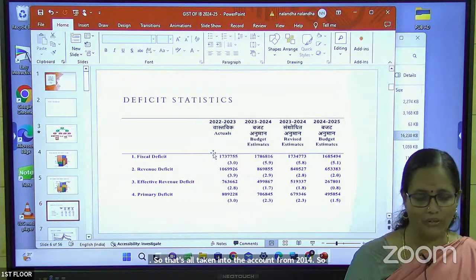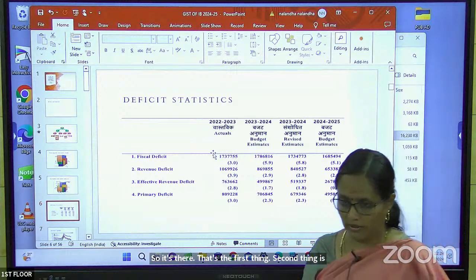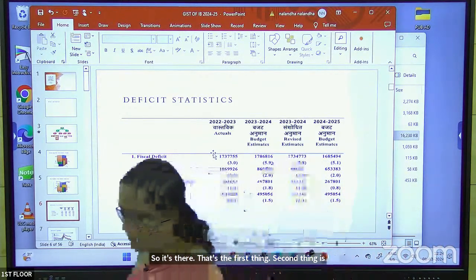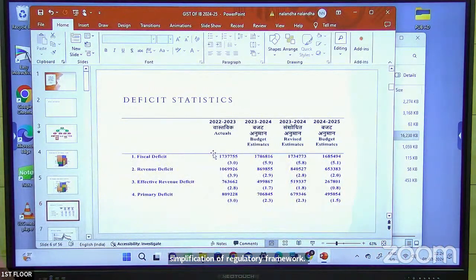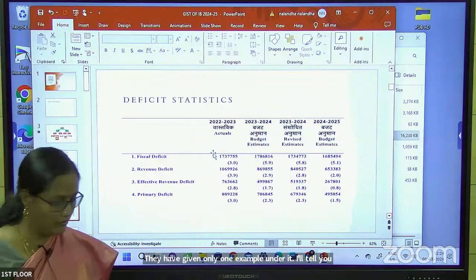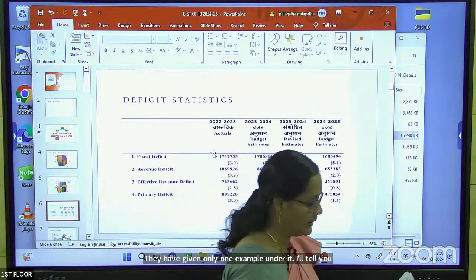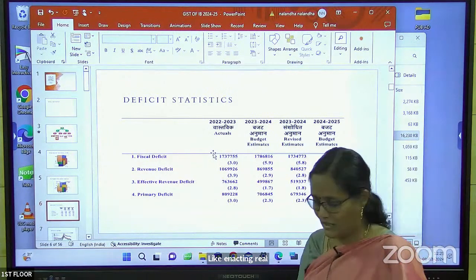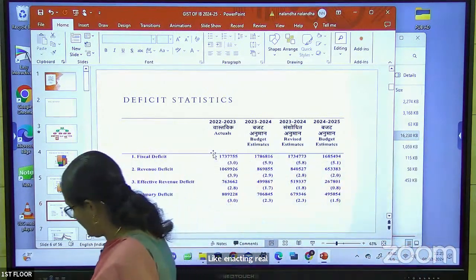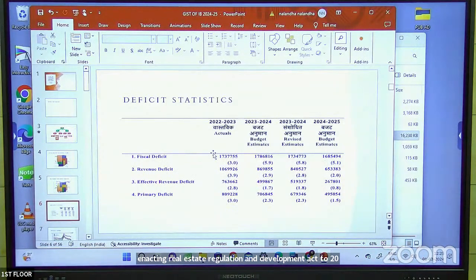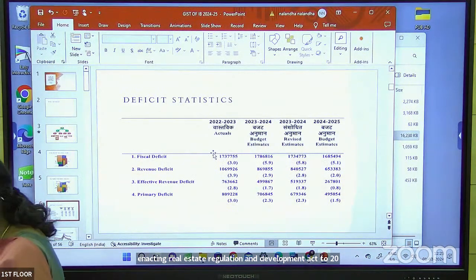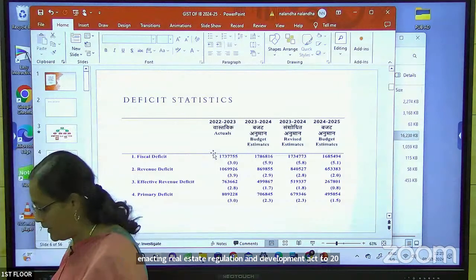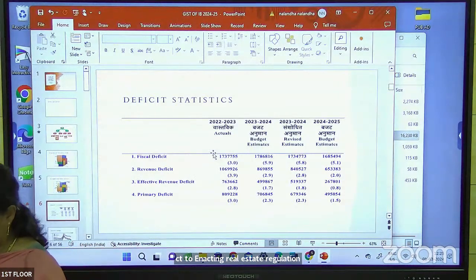Second thing is simplification of regulatory framework. They have given only one example under it. I'll tell you that: simplification of regulatory framework, like enacting the Real Estate Regulation and Development Act 2016.